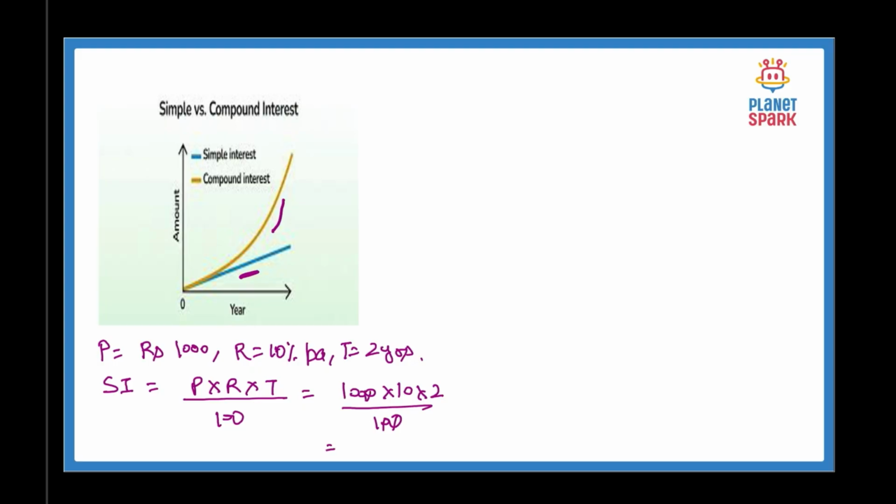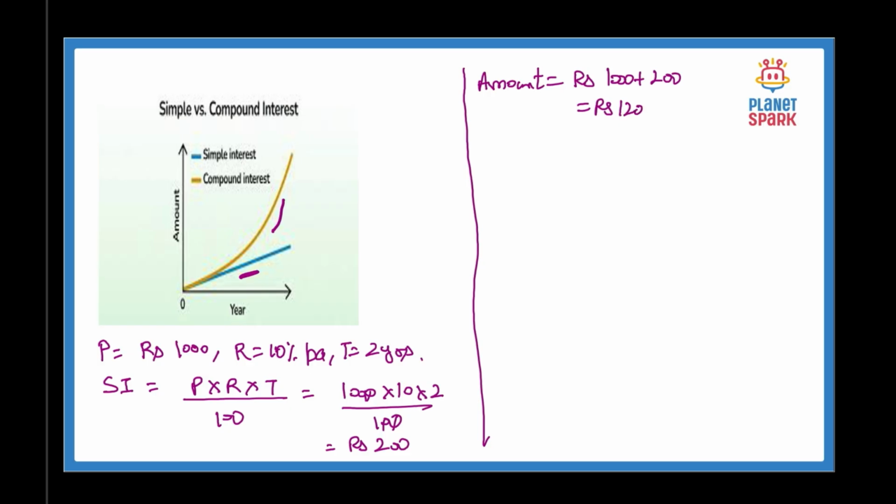Now my amount is equal to principal plus interest. Principal was rupees 1000. Interest is rupees 200. So my total amount will become 1000 plus 200, which is 1200. This is the case when I have calculated simple interest: at the end of 2 years, I'll get 1200 rupees back.